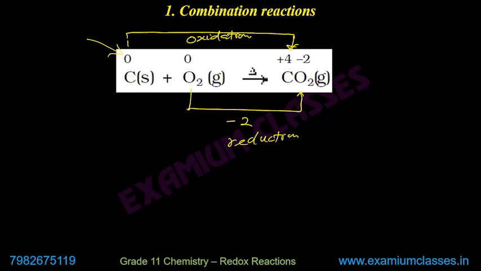Sir, why did we take carbon as +4? Carbon's normal valency is +4, and its normal oxidation state is +4. We have talked about the rules of oxidation state, and if none of those rules apply here, the valency will be equal to the oxidation state. So carbon's normal valency is +4, so the oxidation state will be +4. Otherwise, you need to remember those rules. Those will define the oxidation state.